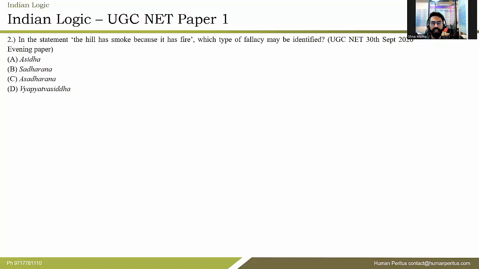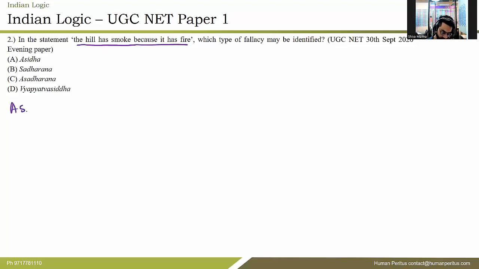The next question has a particular statement in it. The hill has smoke because it has fire. Now they want you to tell them what type of fallacy it is. The statement is very clear. The hill has smoke because it has fire. Okay. Now let us see the four different words or objects which they have given in their options.